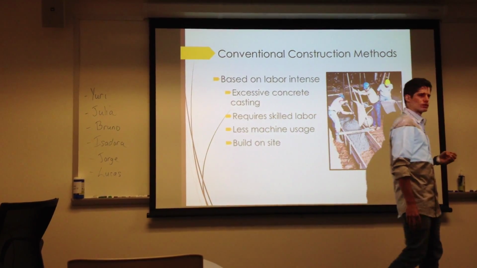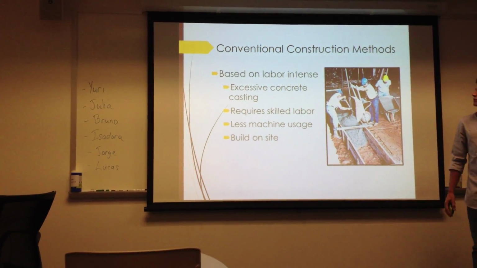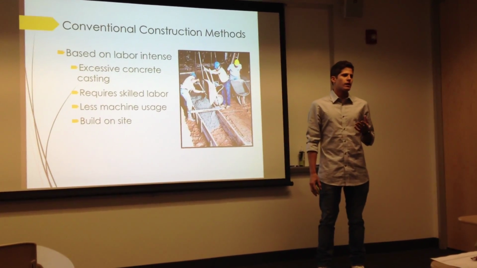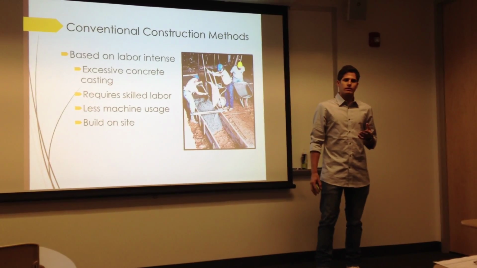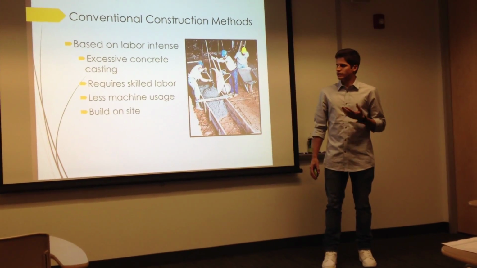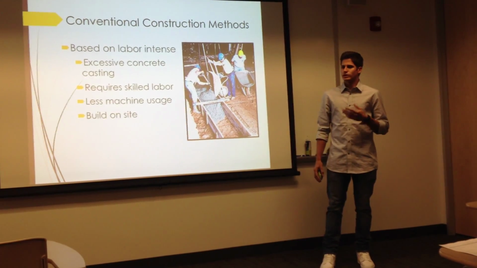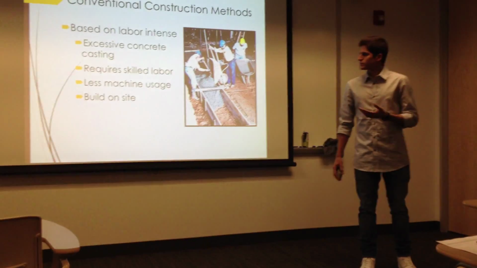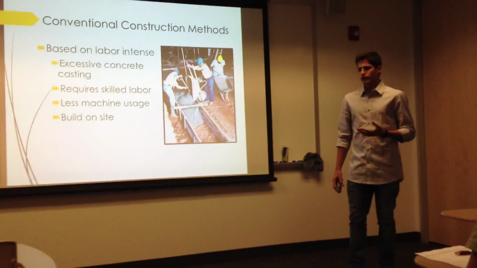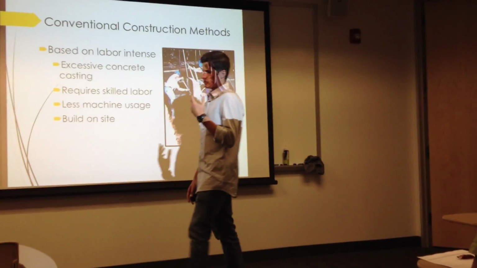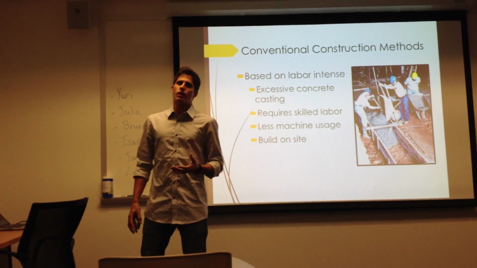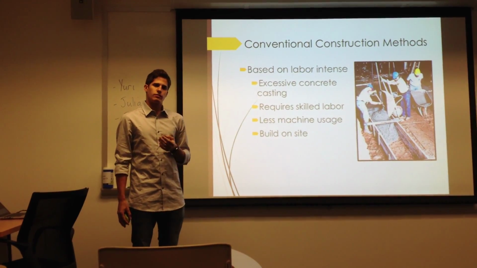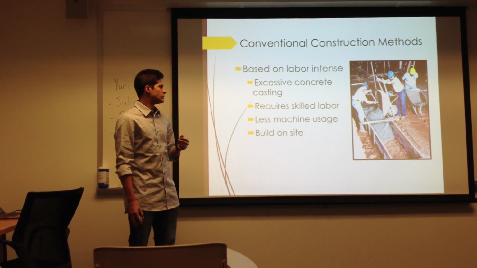Well, let's move to the first discussion section, which is the conventional construction method. The conventional construction method has some activities based on labor intense, which has excessive concrete casting. It requires skilled labor. It has less machine usage, and it's built on site. That means workers, they will make all the construction process on the construction site. Here is a picture with the main example of the construction method, which is widely used in Brazil.